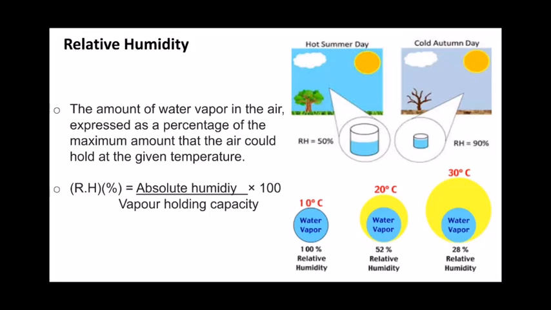Generally, relative humidity is more in the mornings and the nights. In the afternoon, as temperature increases, relative humidity also decreases. Near coastal areas, the relative humidity is more, and so the air is moist. In desert areas, relative humidity is less.